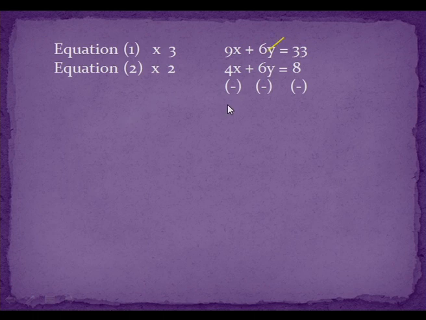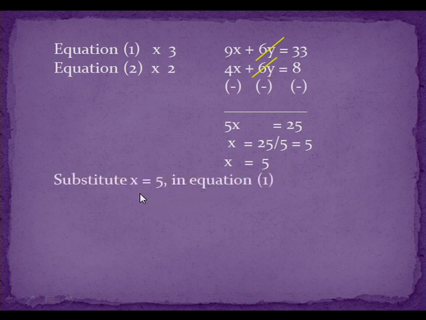So, what are we getting here? We get plus 6y and minus 6y. We can simply cancel both the terms. So, what is left for us? 9x minus 4x, which gives us 5x, is equal to 33 minus 8, which gives us 25. So, I get my x value as 25 by 5, which is 5. So, our x value is 5.